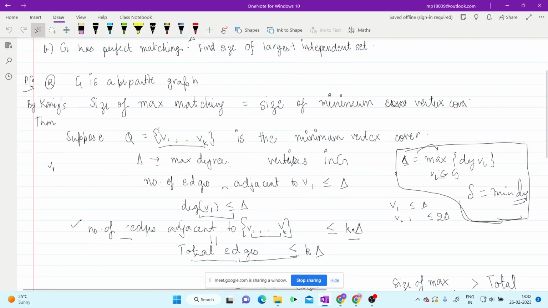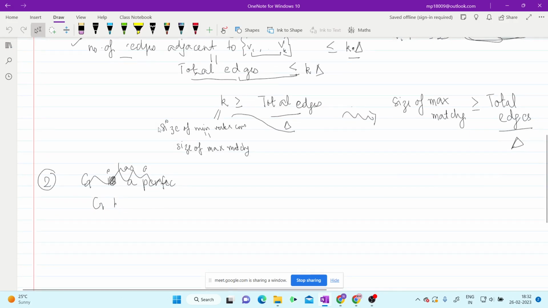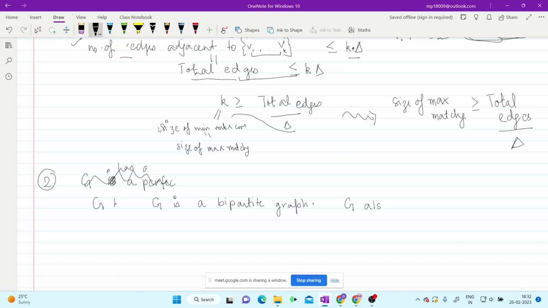Now we are given that G is a bipartite graph, and G also has a perfect matching. Then we have to find the size of the maximum independent set in G.